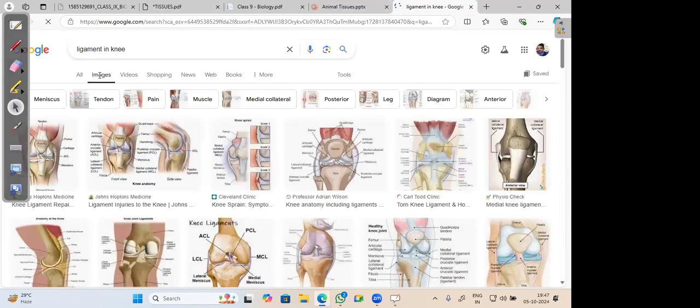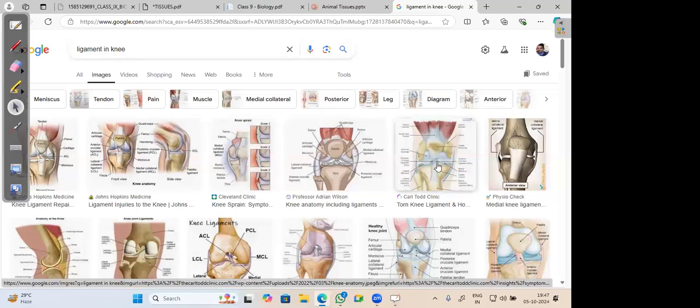Okay, see how the ligaments are present here. Since they are flexible, they are joining the bottom ones to the top ones. All right. So these are the ligaments which are present here. They are joining these two bones, as you can see, the upper bone and the lower bone. From here also you can see there is a ligament. Here also there is a ligament. So these are the ligaments which are joining bone to bone.